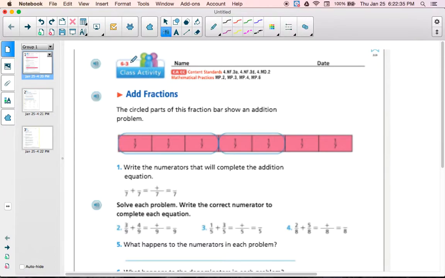All right, we're going to be looking at lesson 6.3. We're going to be adding and subtracting fractions using models, equations, and then solving some word problems.